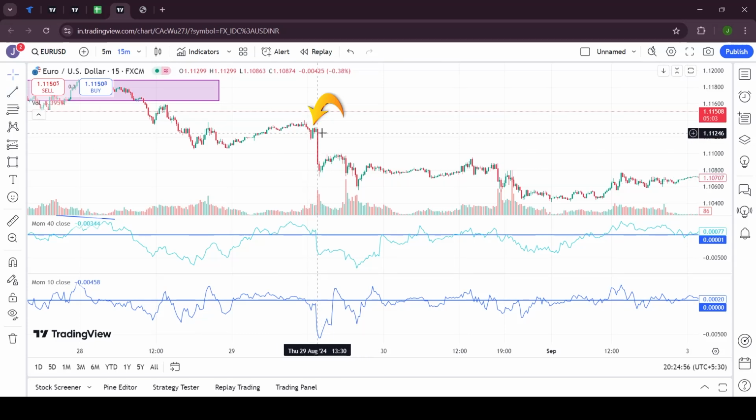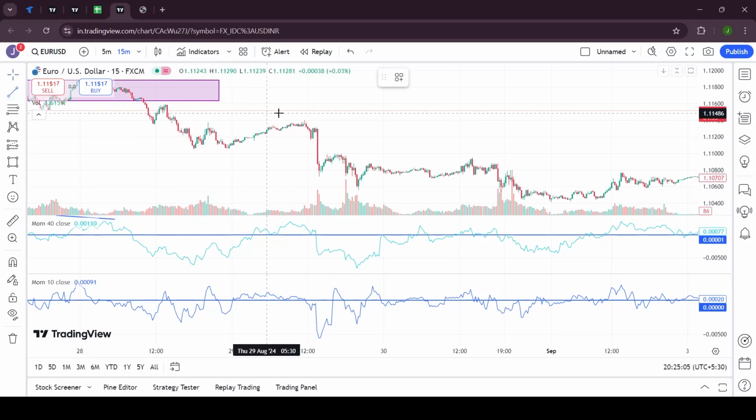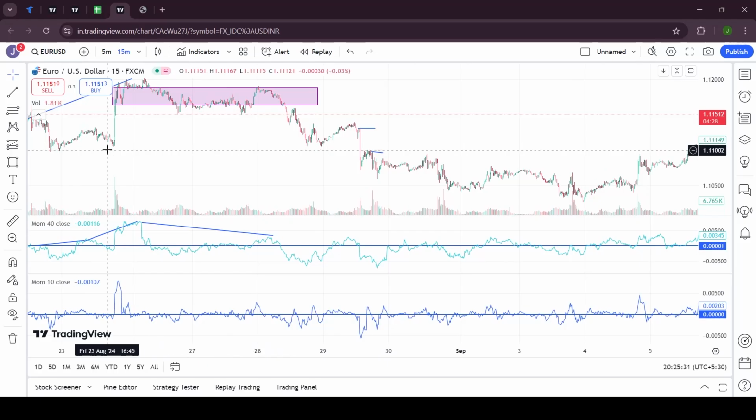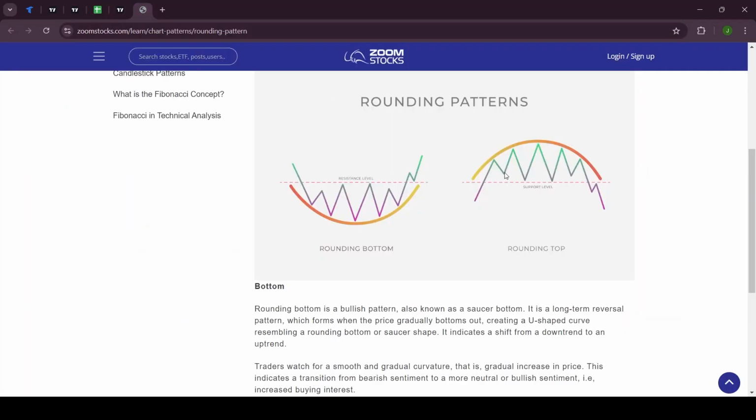As you can see, at this point we can see a good amount of volume at the previous one. We can enter the market at this level. As you can see, these red bars are for sellers. The more sellers have entered the market, and again similarly at this point, and in this case it will make a rounding top pattern.